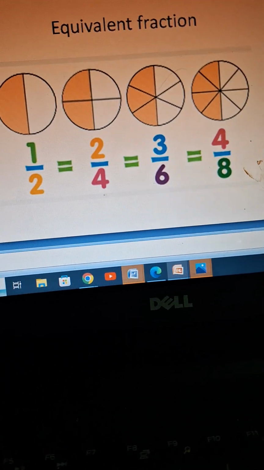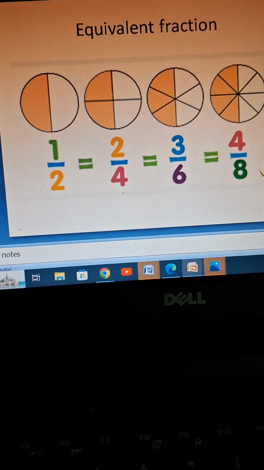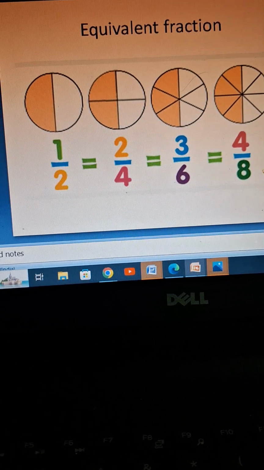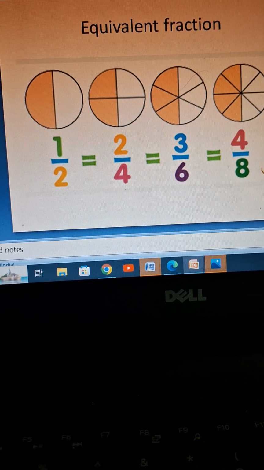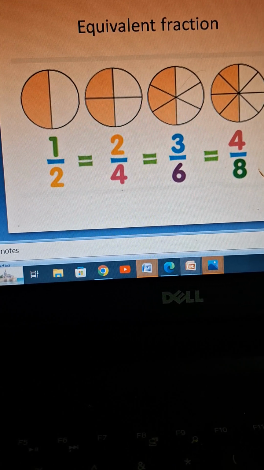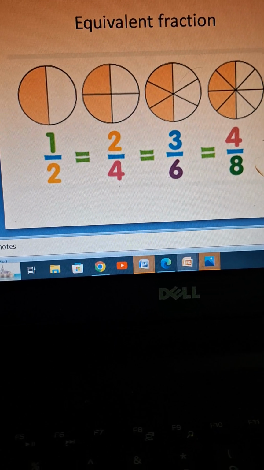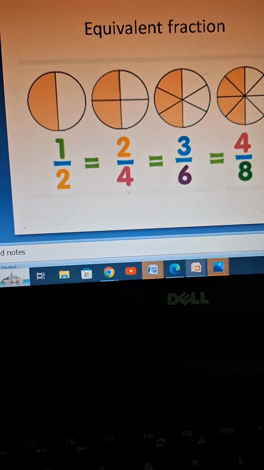Let us come to equivalent fractions. Equivalent fractions are fractions which have different numerators and denominators but the same value. We can see half. We can see 2 by 4. The half is divided into more parts, but those total parts equal half.